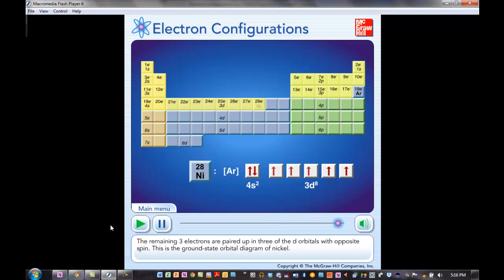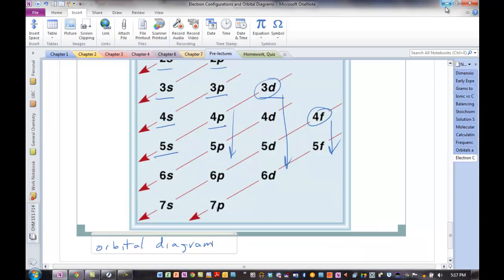The remaining 3 electrons are paired up in 3 of the d orbitals with opposite spin. This is the ground state orbital diagram of nickel. Okay, there you go. Electron configurations, orbital diagrams. Again, the orbital diagram is just giving you more information about the spin of the electron and how they're spaced out in a particular subshell. Okay. Let's do one more example just to wrap this up.